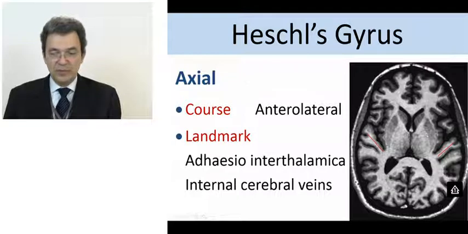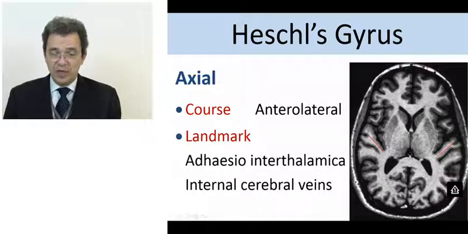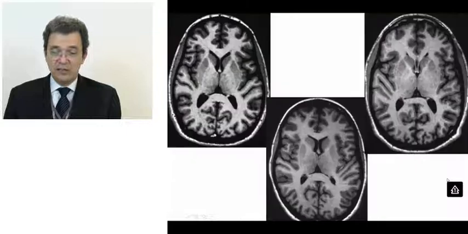On the axial plane, we choose the section where you have the two thalami coming together, forming the so-called adhesio interthalamica. And this is where you have, behind the insula, a gyrus going from posteromedial to anterolateral. In this case, it bifurcates at the end. If you give contrast, you will see an enhancement of the internal cerebral veins. We just saw this for a moment. You see this one bifurcates at the end.